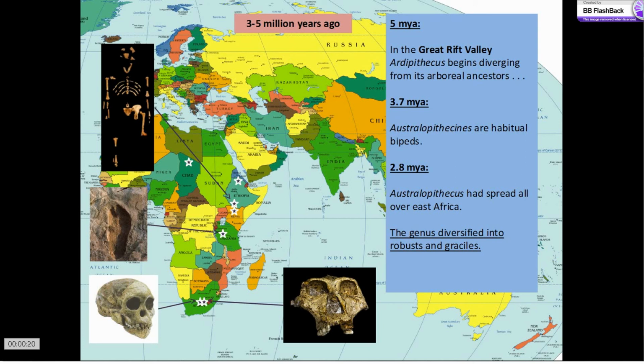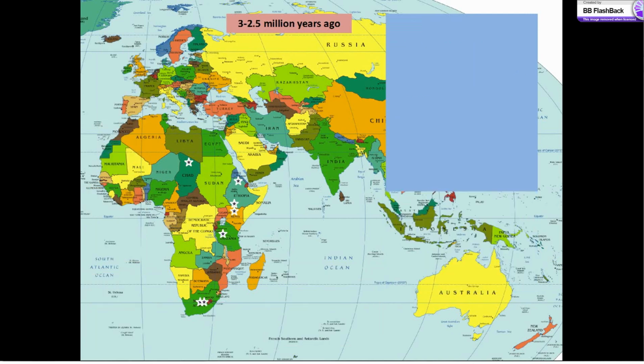That means they were successful and they were spreading out. We also know that by 2.8, they had diversified into two groups, the robusts and the graciles, who would never meet again. Well, they might meet face to face, but as species, as genetic populations, they would not get sewn back together. There would not be gene flow at this point. They would be distinct species at least.